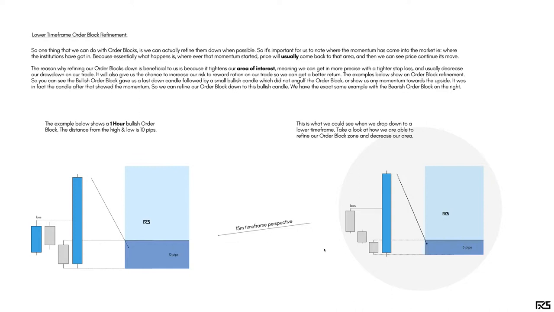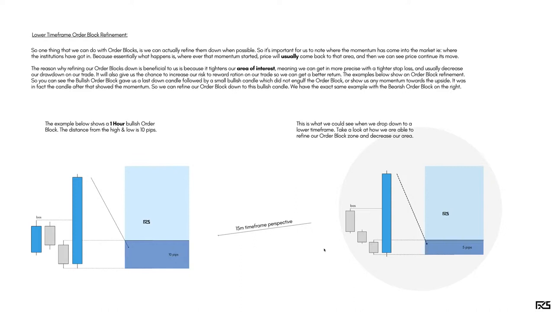It's important for us to note where that momentum has come into the market, meaning where have the institutions previously got in? Because what happens is wherever that momentum started, price will usually come back to that area to mitigate, and then for price to continue its move, whether that be to the upside or to the downside.